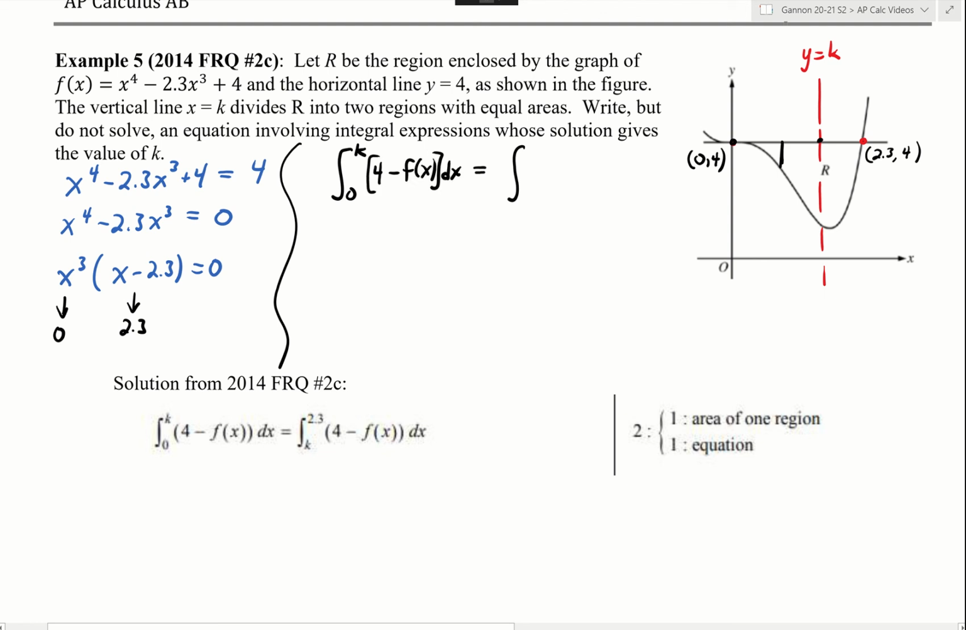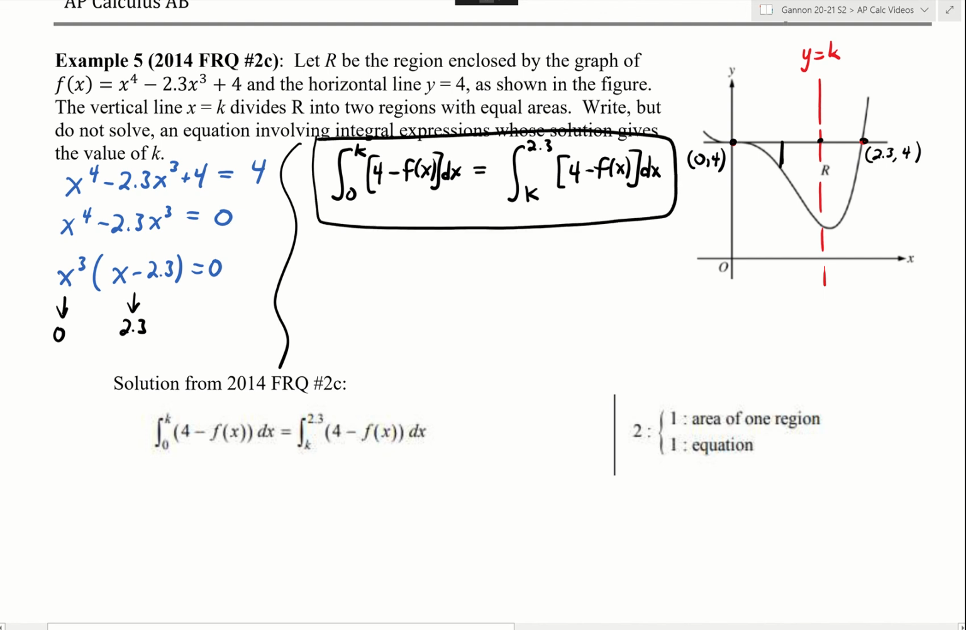with respect to x. And for the second part of the region, after k, you're going to integrate from k to 2.3, which is that other point of intersection. And again, it still stays 4 minus f of x in terms of top minus bottom. And because all we were doing was writing the integral expression and not solving, that is our answer.